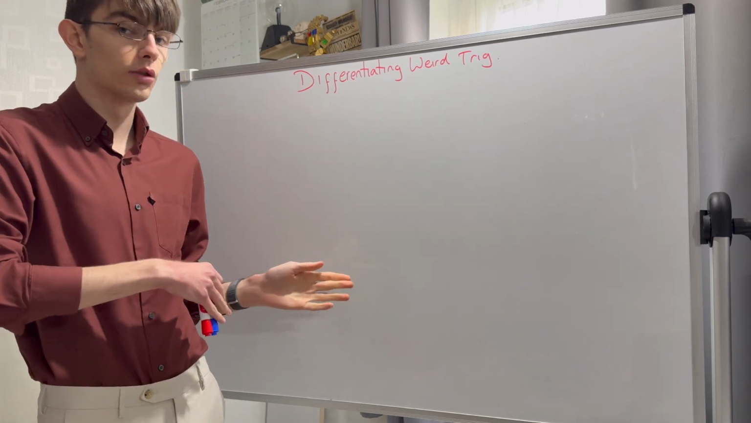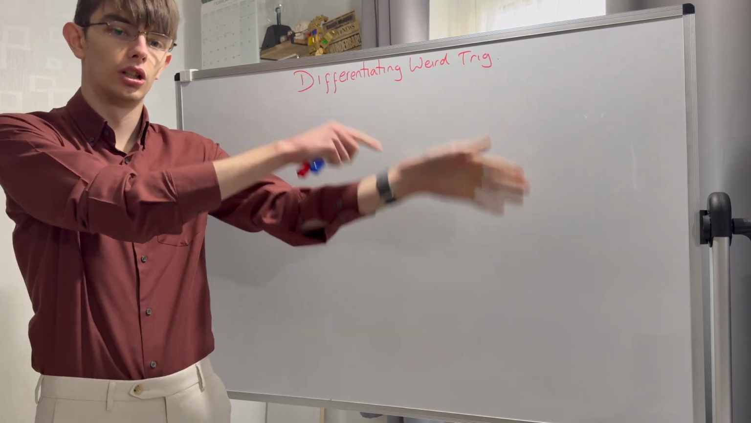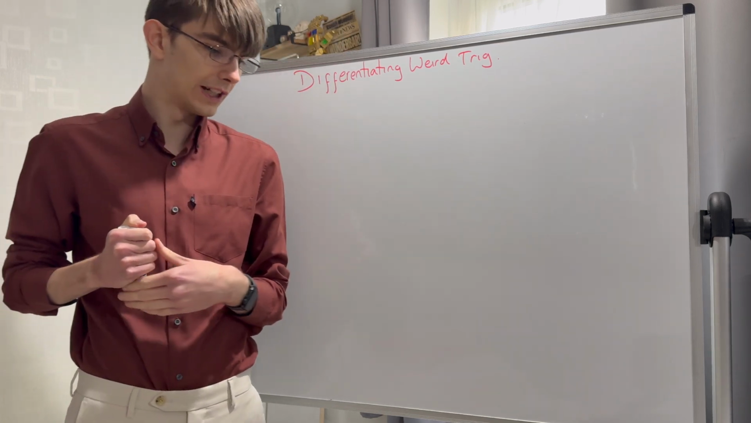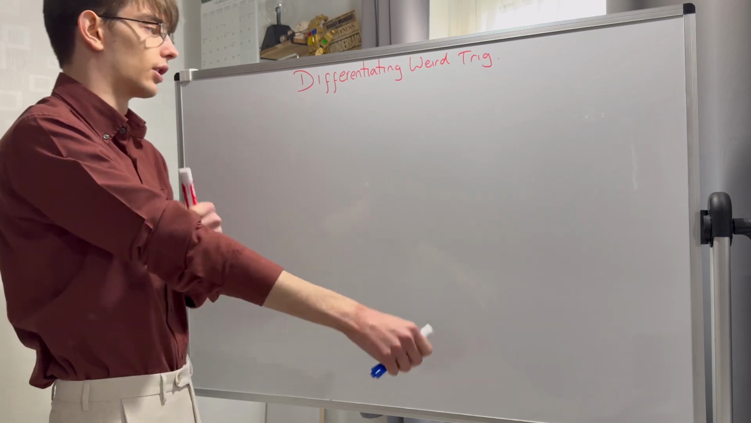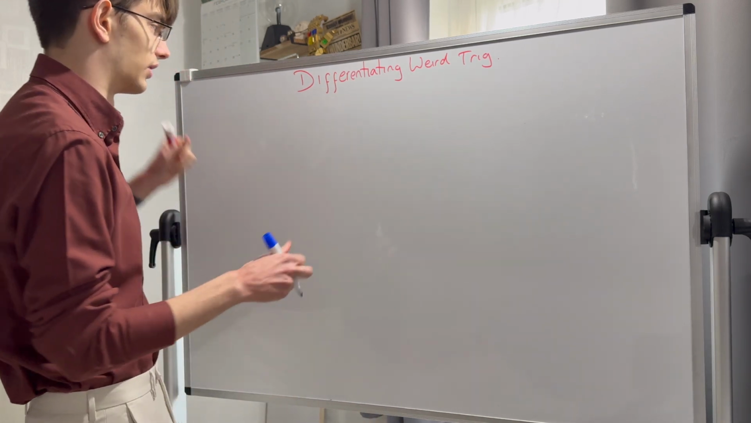In my previous videos, I've shown the derivatives of sine, cos, and tan. So if you need help with those, go back and have a look at those past videos. But for today, we're going to have a look at sec, cosec, cot, and then arcsin, arcos, and arctan.